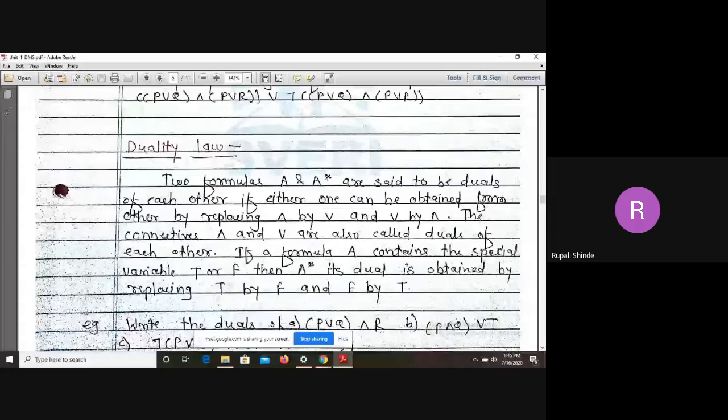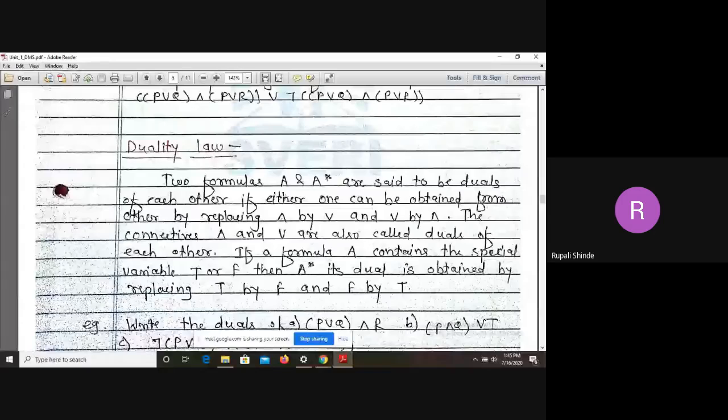So now, the next point is the duality law. So, what are the duals or what are the dual formulas? Two formulas A and A star are said to be duals of each other if either one can be obtained from the other by replacing 'and' by 'or' and 'or' by 'and'. So this is the one condition. Suppose A is a formula and we have to obtain its dual which is represented by A star, then we have to replace 'and' by 'or' and 'or' by 'and'.